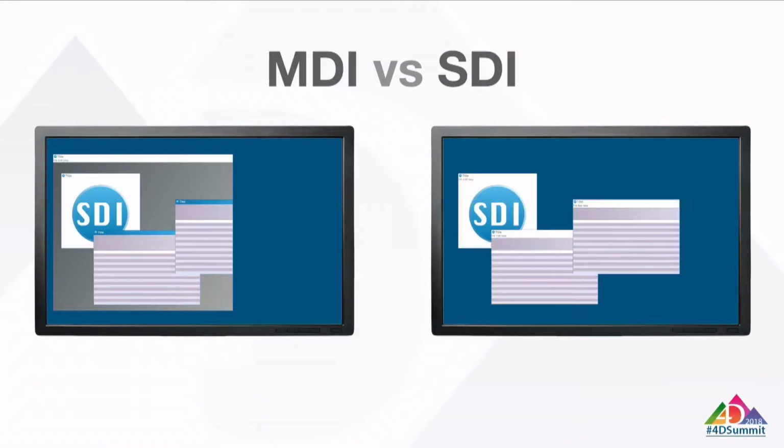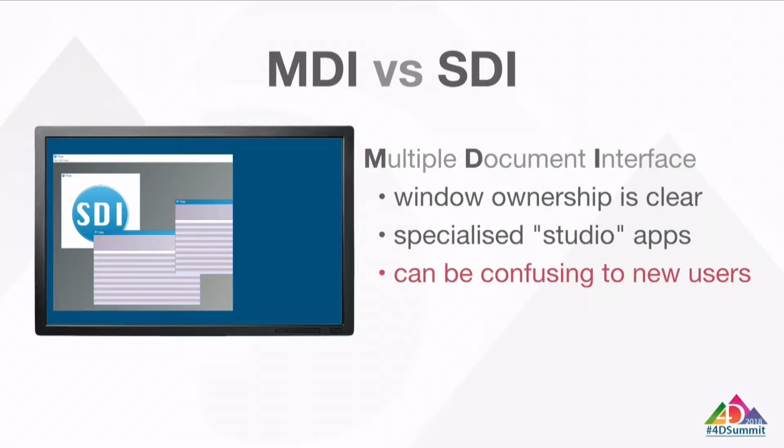Okay, let's do a quick comparison between MDI and SDI, the interface. So what are the benefits of an MDI application? Well, first, you could say that the window ownership is quite clear. You see, we have a main window, a main 4D window, and all the other child windows, with the exception of a movable modal dialog window, everything is confined to the boundaries of the main window and actually clipped at the edges. So that's quite clear.